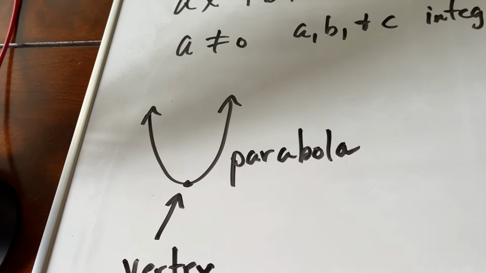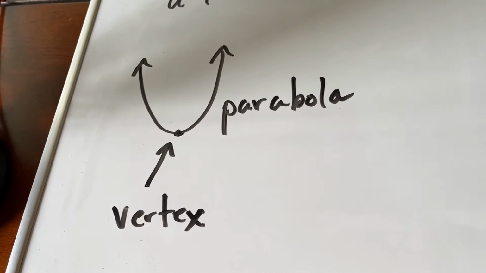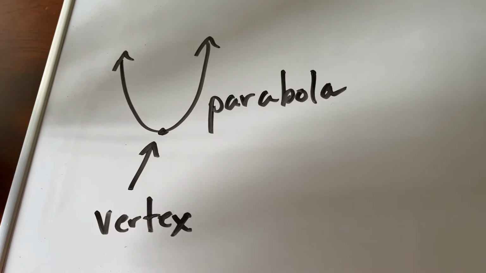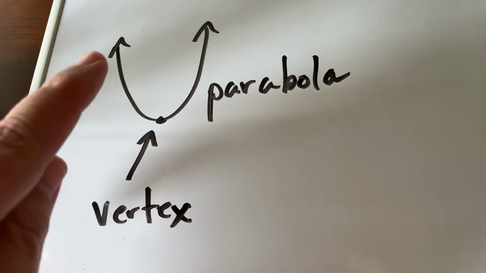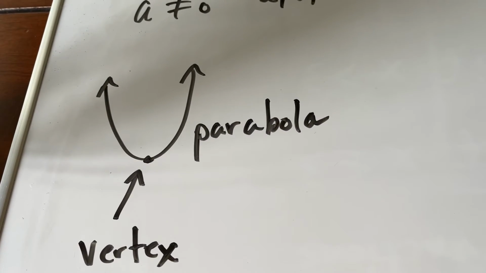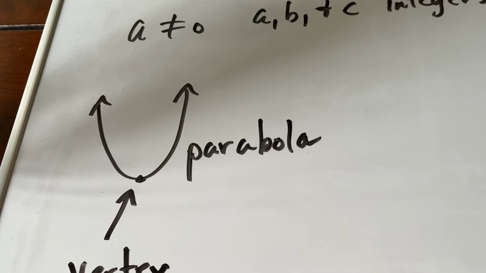And you should know that when you graph a quadratic, it's not a line, it's a parabola. And this key point here is called a vertex. Now the parabola can open upward like this, but it could be upside down. It could be opening downward if the a term is negative.